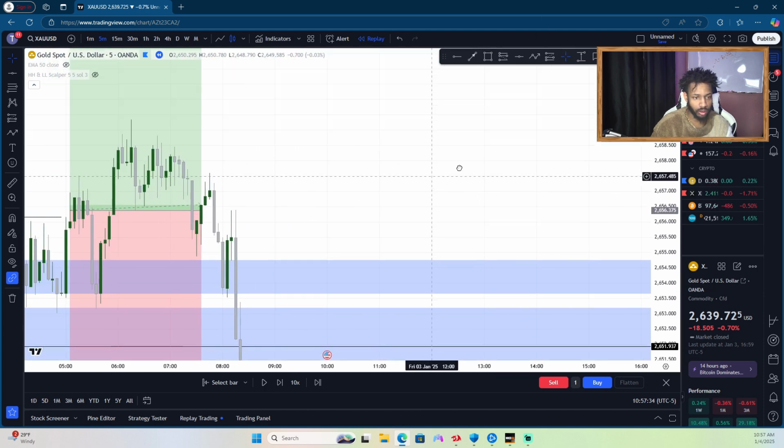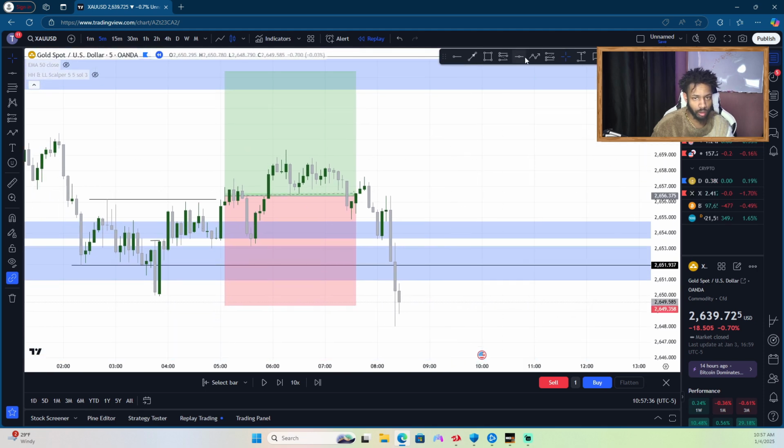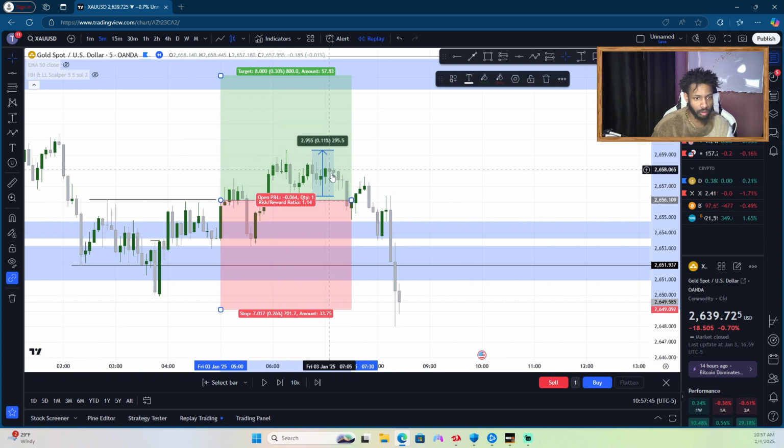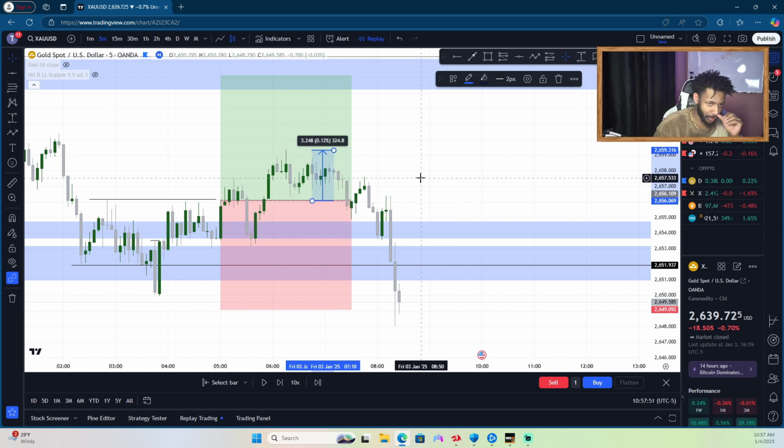So as you can see here, we saw maximum from entry 29 pips in profit. Actually, it was a little higher. I think it was 33 from when I actually took it. Yeah, 32 pips in profit was max profit before we end up losing this trade.